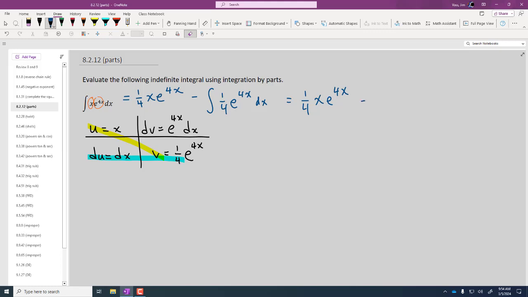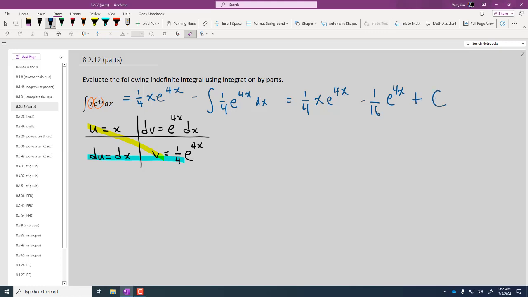And this is integrable now. The integral of an exponential is itself, so we're going to get an e to the 4x. But then we have to divide by 4, so what's that coefficient going to be? 1/16. 1/16 plus c.